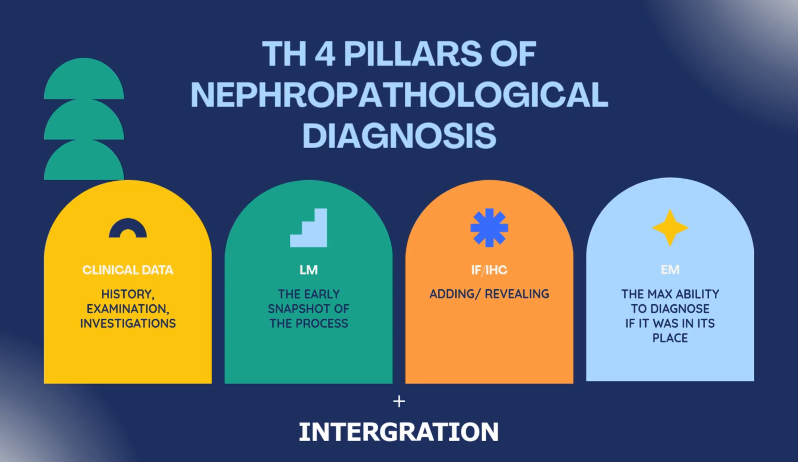We should use clinical data like history, examination, and investigation. Light microscopy is the early snapshot of the process and what's happening. Immunofluorescence and immunohistochemistry add and reveal, and are sometimes diagnostic. And the last is EM, the maximum ability to diagnose, which will be very confirmatory for some diseases. And the most important is the integration of all of that.